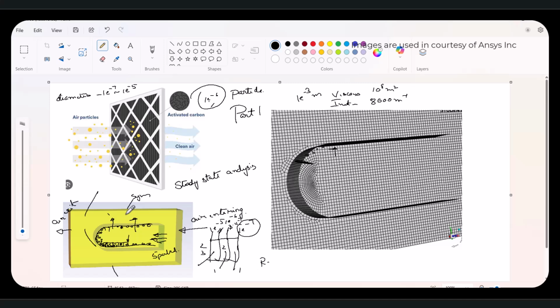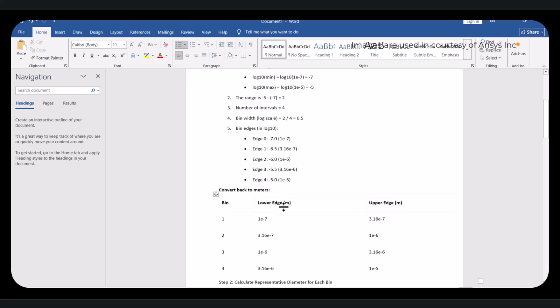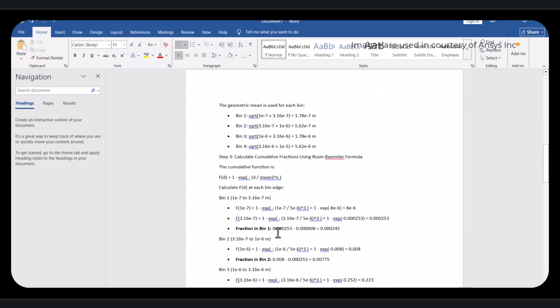That is done using the Rosin distribution. I'll show that distribution to you. So here you can see the distribution, right? One second. So this is the distribution: 1 minus e to the power of minus d by d mean, to the power of n. This d is called the mean diameter, and this n is called the spread. The spread parameter we have mentioned is 3.5.